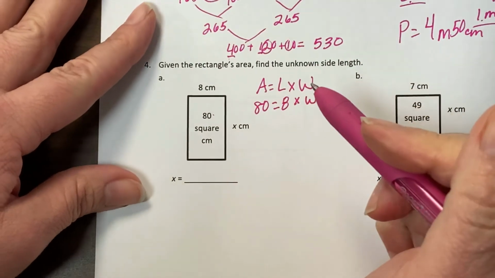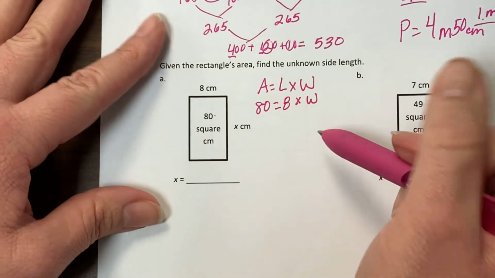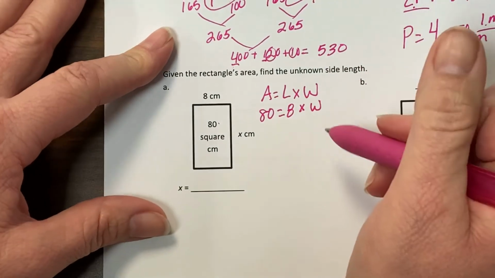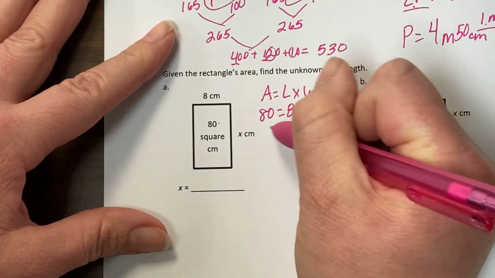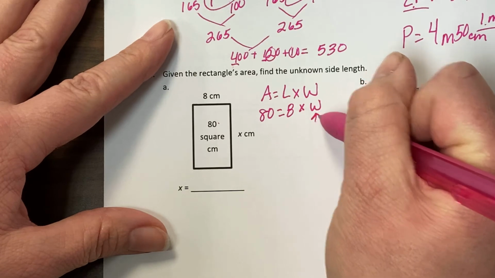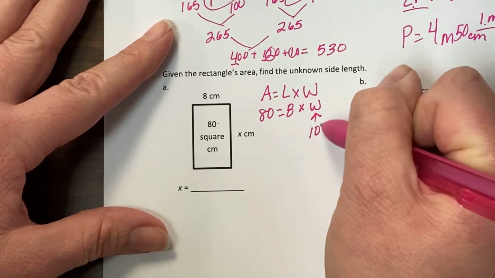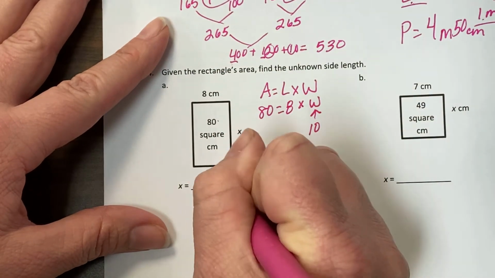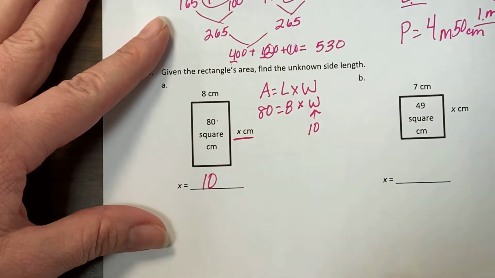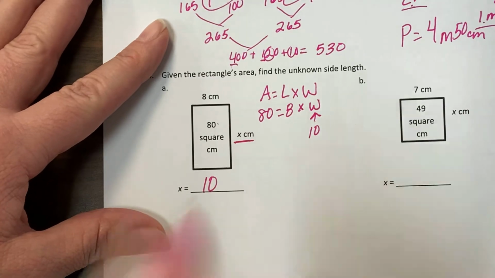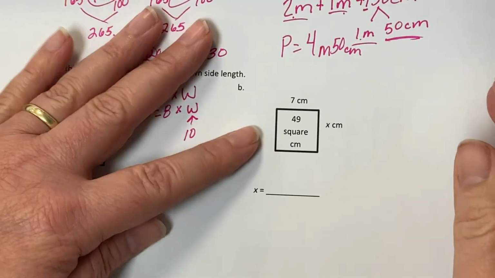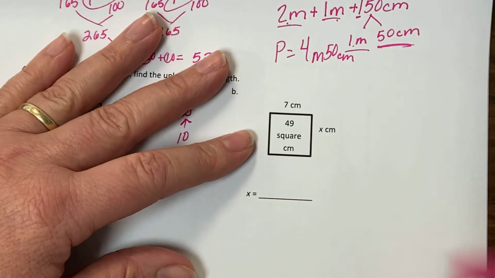Well, we can do division, or we can say what times 8 is going to give us 80. By doing that, I know that if I put a 10 in there, then 10 times 8 is 80. So my X right here would be 10. I guess I need to put centimeters there. All right, so try to work this one out, guys, and pause it.